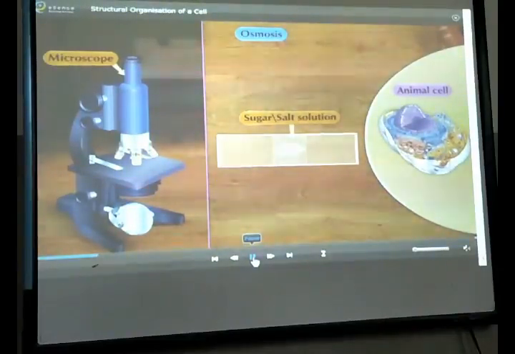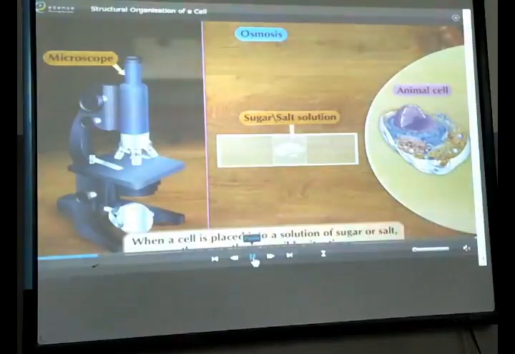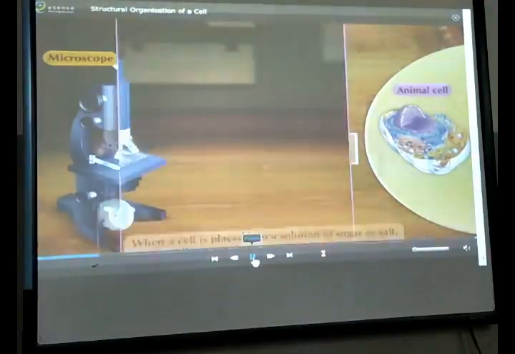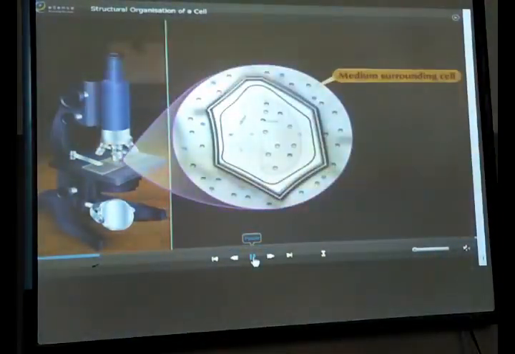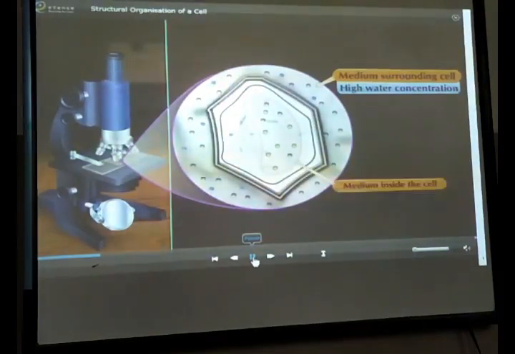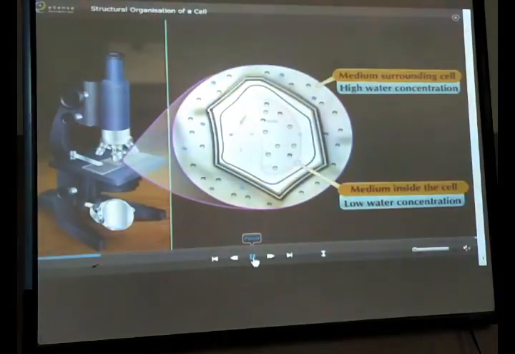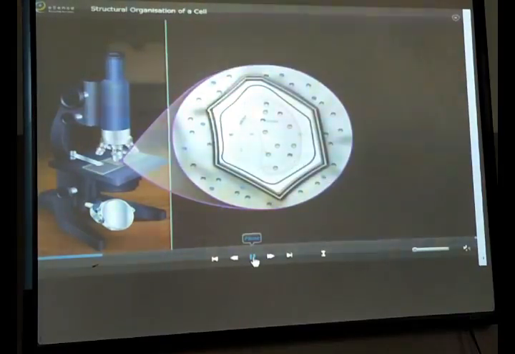Here see, in the osmosis process, when the cell is placed into a solution of water, sugar or salt, we can see the medium surrounding the cell has higher water concentration, and inside the cell, lower water concentration. So two different situations are created.